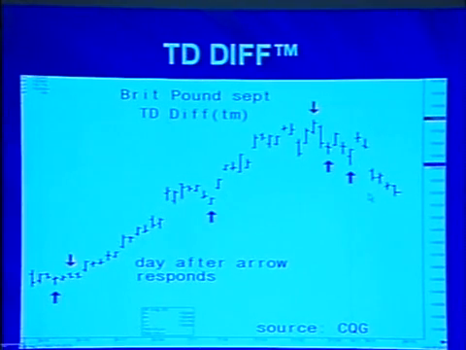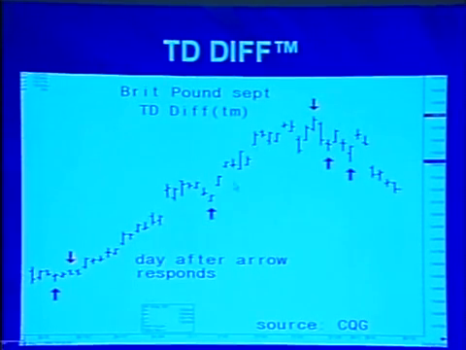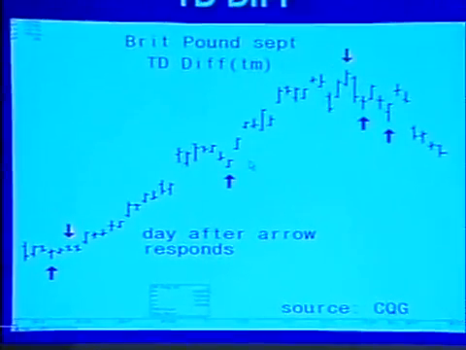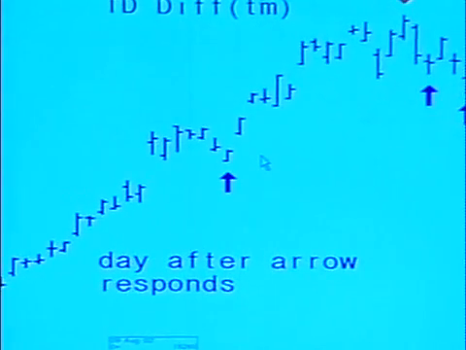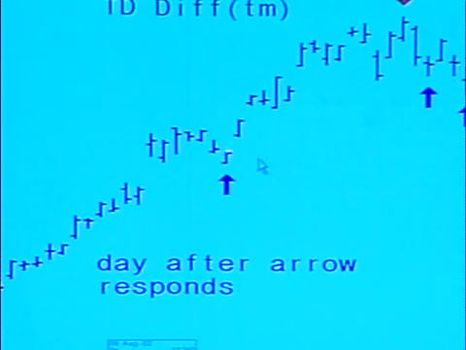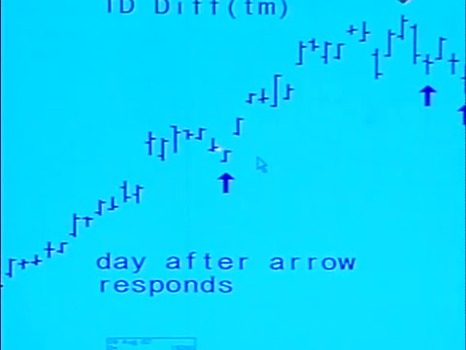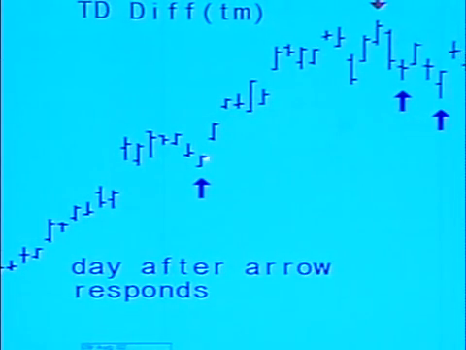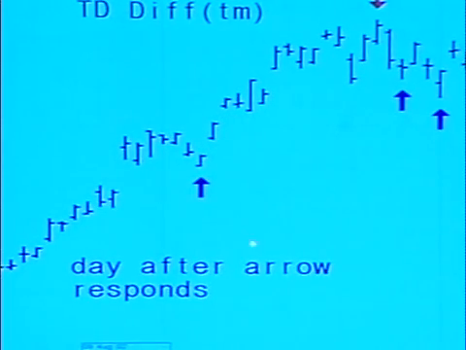TD diff, I like this indicator. This is Tom DeMark's TD diff indicator. This is actually a futures example, but I'm using it for illustration purposes. Tom says that where you have, in an uptrend, 3 bars down, where 3 closes are lower, like this close is lower than this one, and this one's lower than that one, where the difference between the low and the close on the last one is greater than the low and the close on the one before it, that means that price is going to go up.